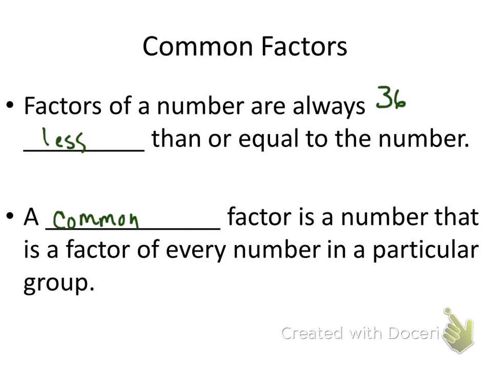And that's what we're going to be learning today: common factors of 2, 3, or 4 numbers. So we're going to find the greatest common factor. Now, the way I look at it, when you're finding greatest common factors, it's something that they share. It's something that they both have, or they all 3 have. Okay?